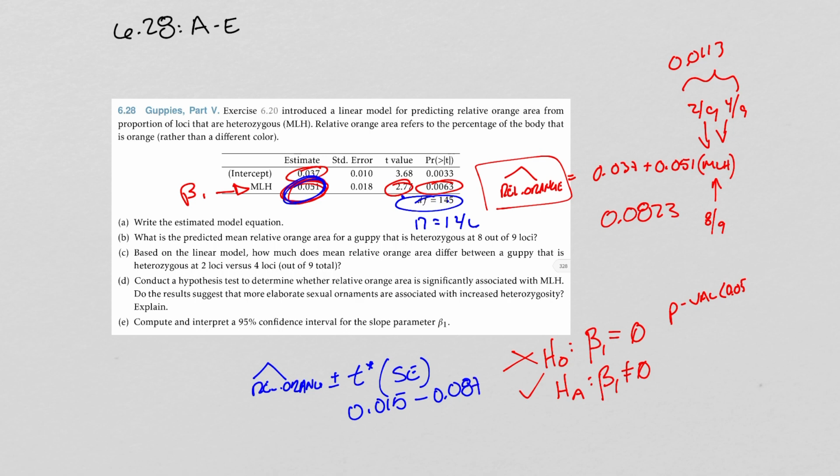And the reason why I say I think is because I need to check to see what they're using for the t. T is usually n minus 1. So that's what I'm going to go with. And so we're 95% confident that the true relative orange area is between 0.015 and 0.087 based on this sample of guppies. Okay? Or, the population mean increase, the relative increase in relative orange area with 1 unit of MLH.